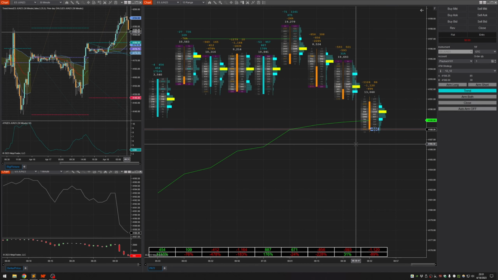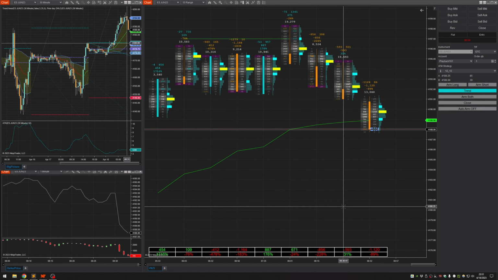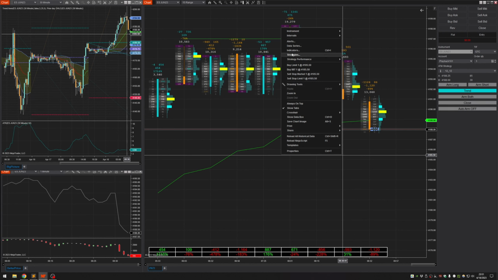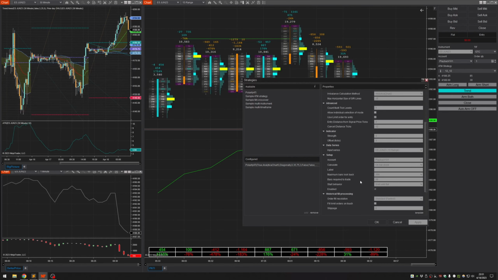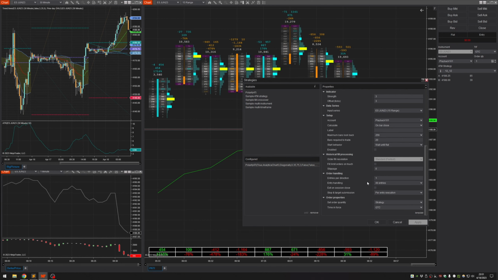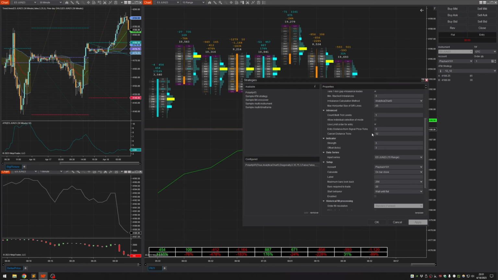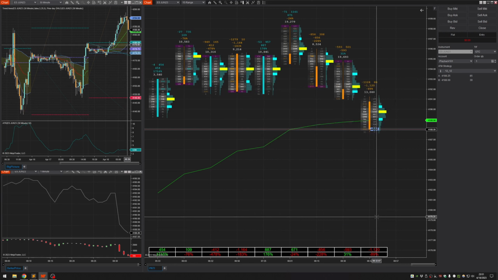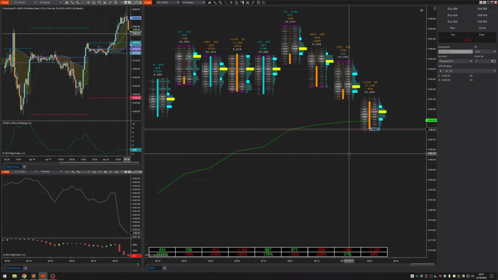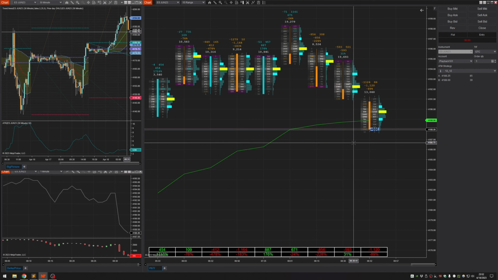So for full transparency, I am pausing the replay in order to fix the strategy. I'm going in here and I'm going to remove the limit order. Use limit order for entry. And I'll leave this here. And when there is a stacked imbalance now, we will be instantly buying or selling.